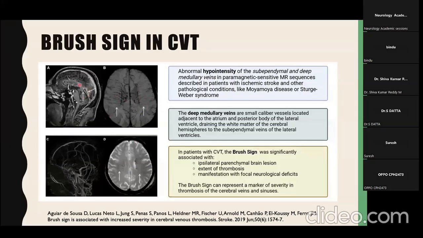And here in the same patient, we can see the thrombus in the straight sinus and vein of Galen. It is described as a brush, and it seems like a tigroid appearance also. This brush sign is a marker of severity in the thrombosis of cerebral veins and sinuses, seen in severe thrombosis.